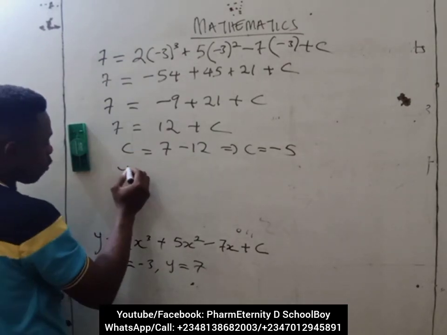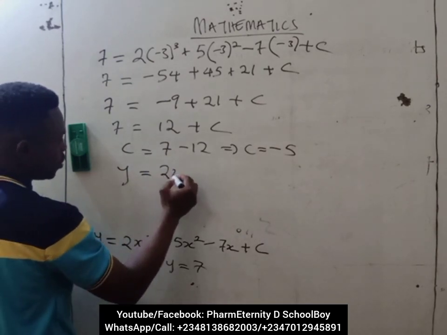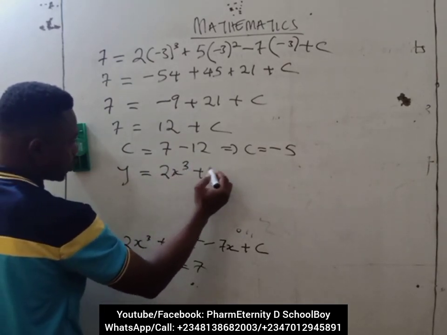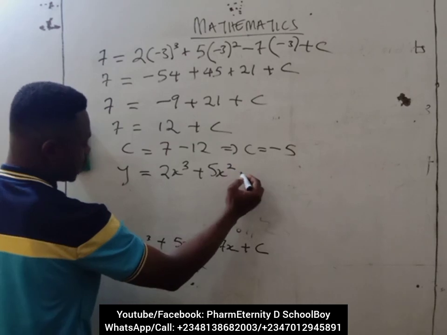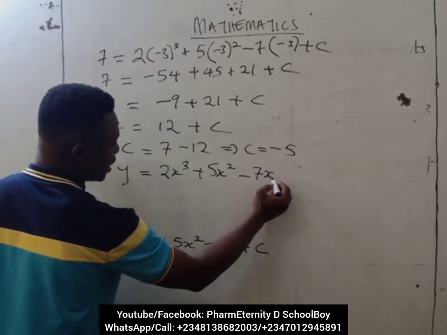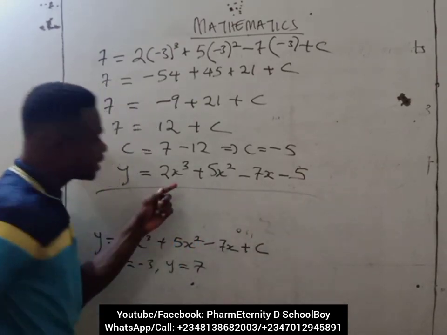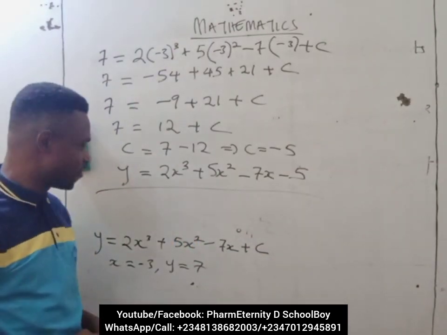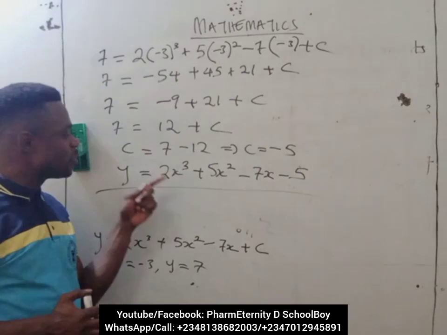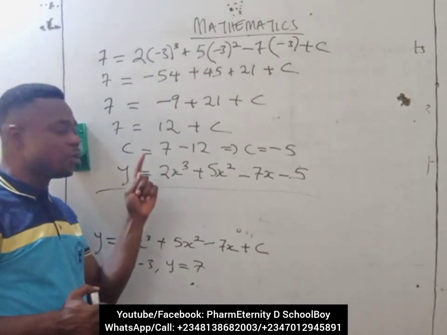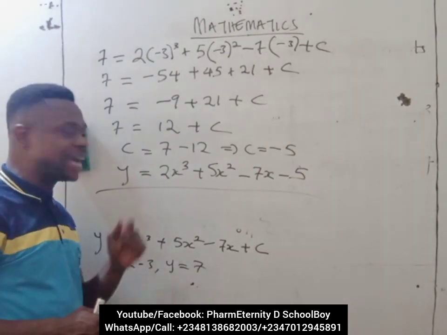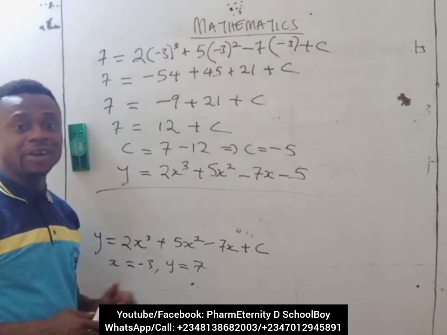That means y is now equal to what? 2x raised to power 3 plus 5x squared minus 7x minus what? 5. This is the equation of the curve. Y is equal to 2x cubed plus 5x squared minus 7x minus 5.